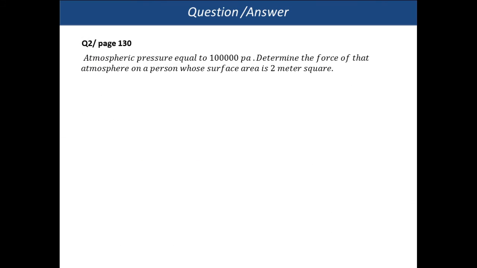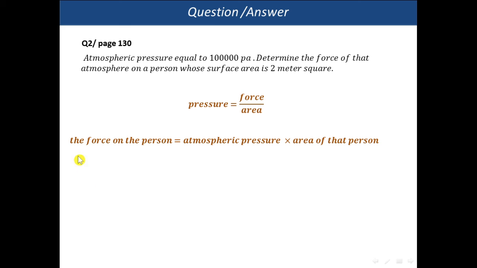So now we do the question and answer. Atmospheric pressure determines the force that we have. Pressure determines the force and area. If you want the force, you have to multiply area by pressure. So for the force on the person, you multiply atmospheric pressure by the area. Atmospheric pressure is 100,000 Pascal multiplied by the area of 2 meters square. This will give you a force of how much? 200,000 Newton. So this is the force caused by that much pressure and that much area.